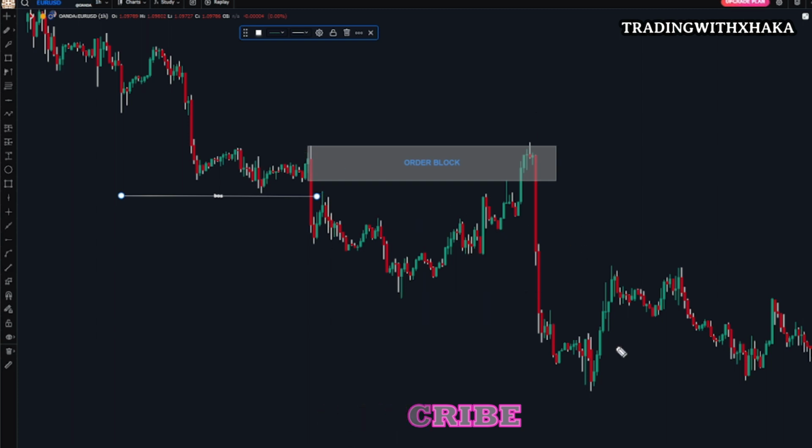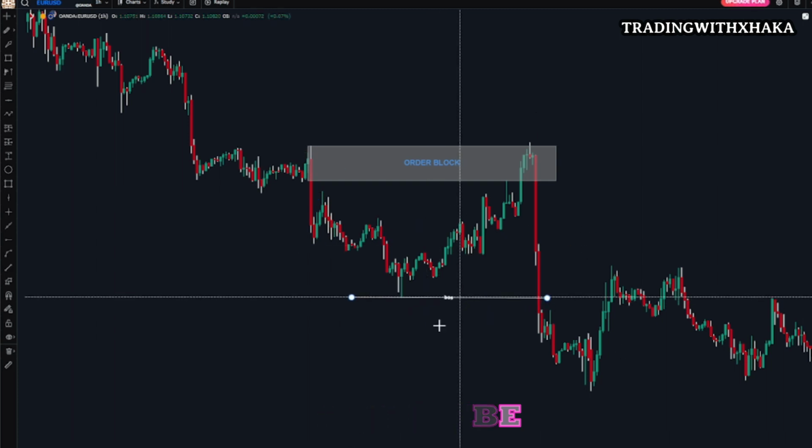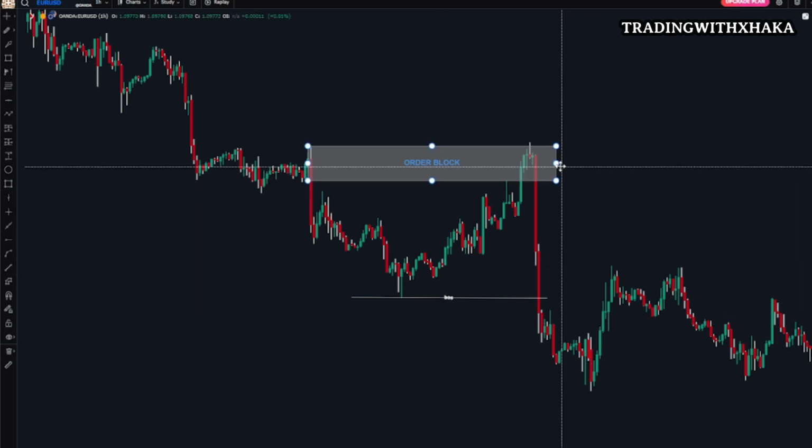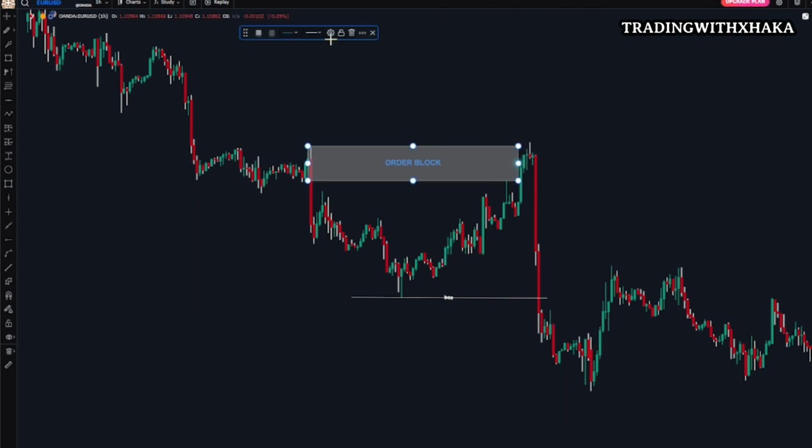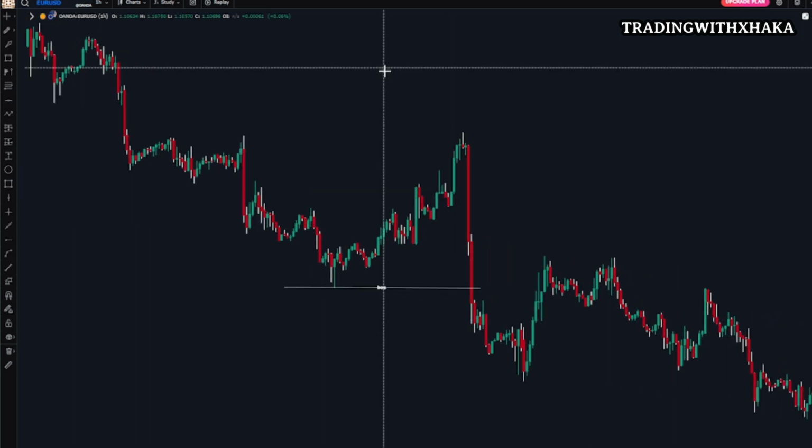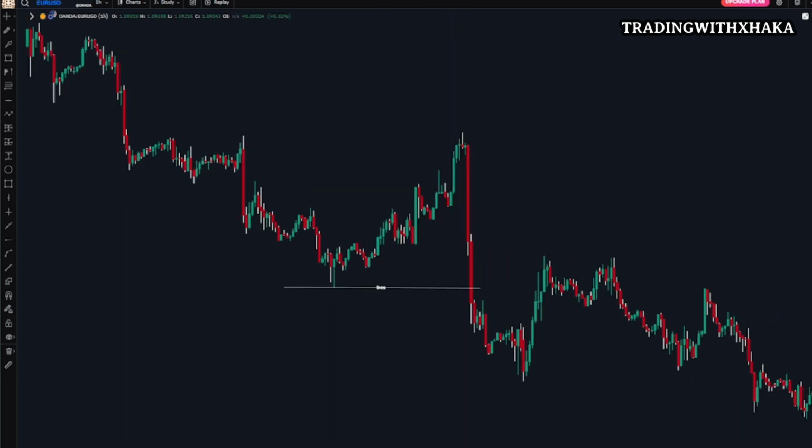Is that clear? Now, new breakup structure, where will be our entry? That's the question of the day. Some people will use this fair value gap here. Some people will say, oh, there's a very good fair value gap here.